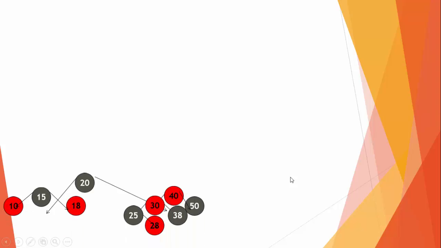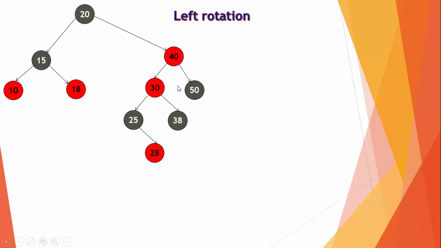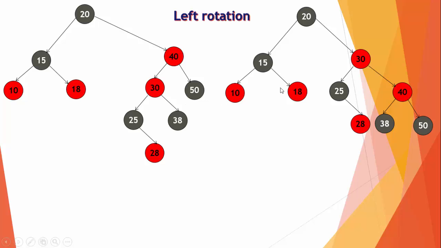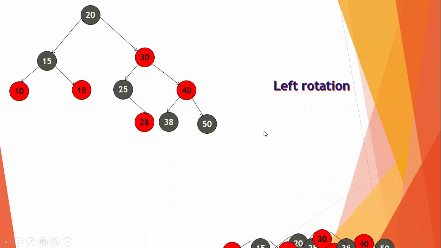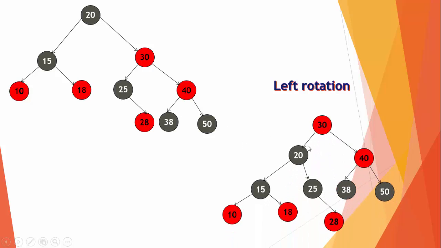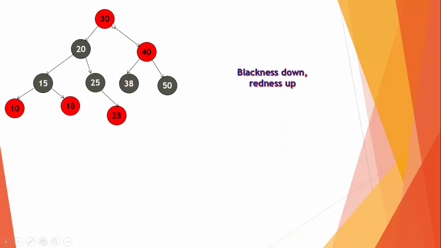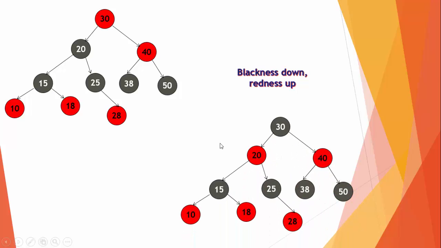Here we have to do a left rotation and then a left rotation between 40 and 30, okay, and then a left rotation between 30 and 20. Okay, we need now to change the color between 20 and 30 as shown here.